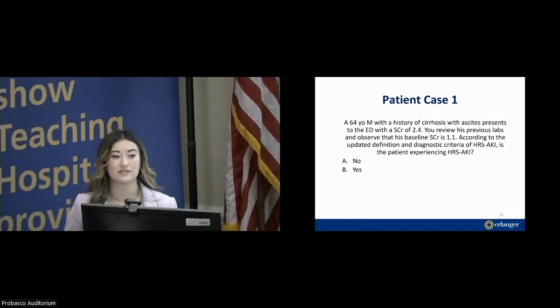This brings us to our first patient case. A 64-year-old male with a history of cirrhosis with ascites presents to the emergency department with a serum creatinine of 2.4. After reviewing his baseline or previous labs, you observe that his baseline serum creatinine is 1.1. According to the updated definition and diagnostic criteria of HRS AKI, is this patient currently experiencing HRS AKI?